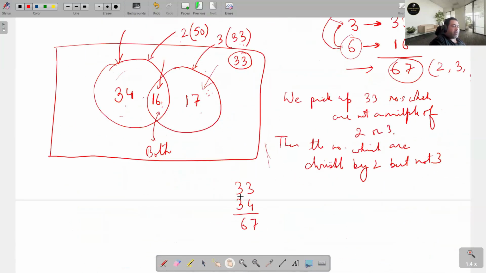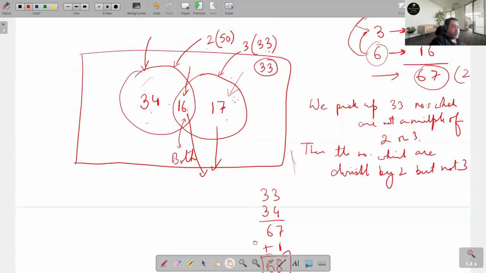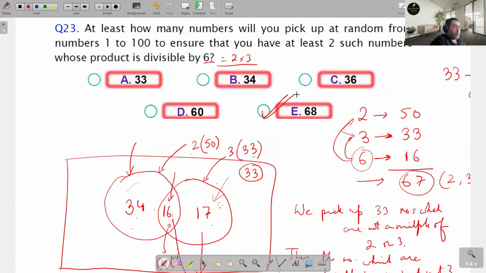So therefore, my answer is 67 plus 1. This can come from either this one or this one. Doesn't matter. So it will be 68. And that's your correct answer. I hope you understood the solution. All right, let's move on to the next question.